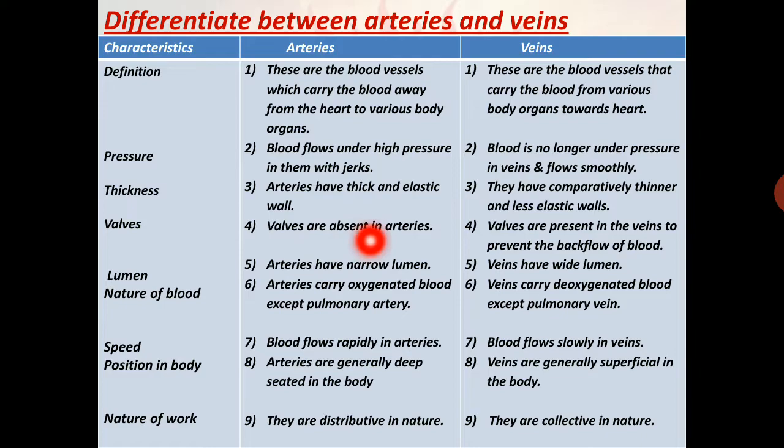Valves. Valves are absent in arteries. Valves are present in veins to prevent the backflow of blood. On the basis of lumen, arteries have narrow lumen, veins have wide lumen. On the basis of nature of blood, arteries carry oxygenated blood except the pulmonary artery. Veins carry deoxygenated blood except pulmonary veins.